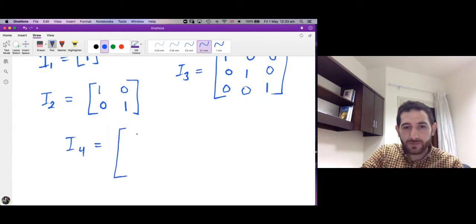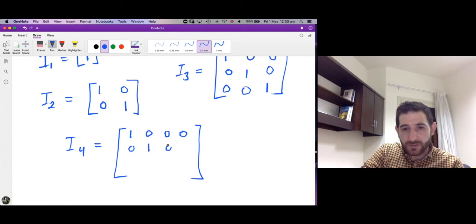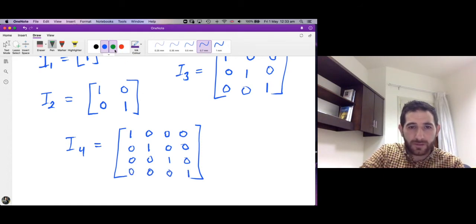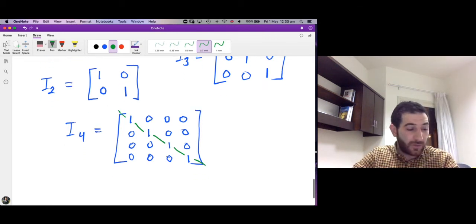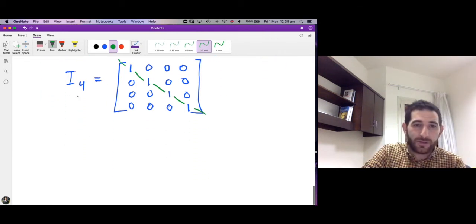This is I4. It's a 4 by 4 matrix. So 1 0 0 0, 0 1 0 0, 0 0 1 0 and 0 0 0 1. See that the main diagonal has 1 entries. All entries are 1s and the other entries are 0. Okay, what is the special property about the identity matrix is the following lemma.